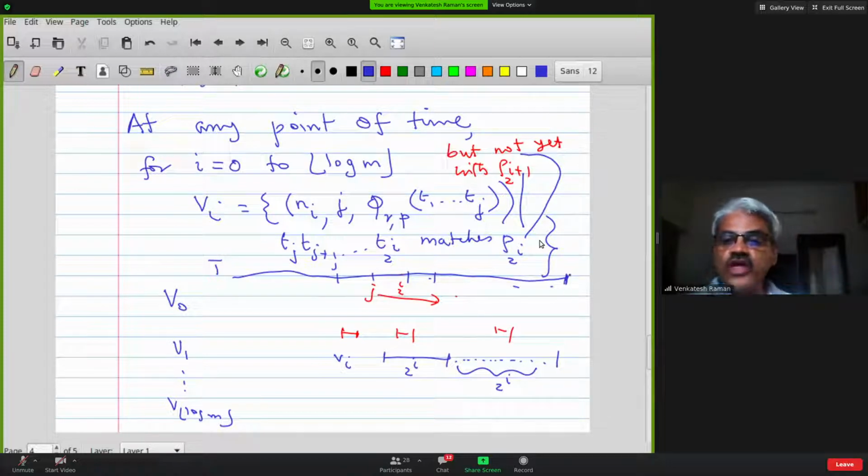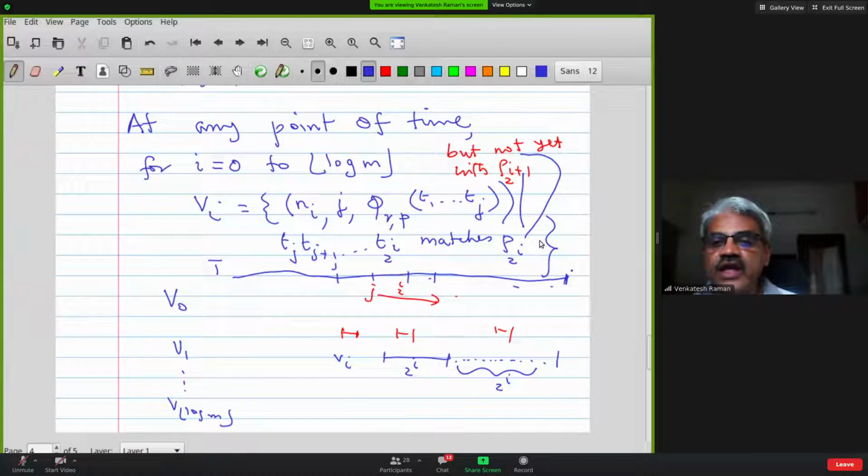So after this new character comes, I know the length, which is 2 power i plus 1. So I will check whether this entire thing matches my P2 power i plus 1. If it does, I will promote this to i plus 1. And if it doesn't, I will drop it from Vi also, because there is no way I'm going to extend this to a match, because it's not matching in this position. So at this point, I will make this decision. If this length has not become 2 power i, then I'll just ignore and move on to the next level, right?